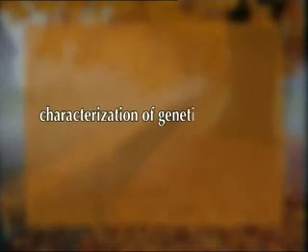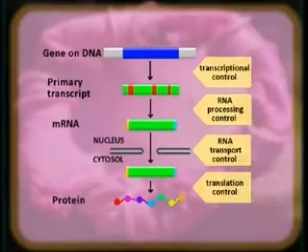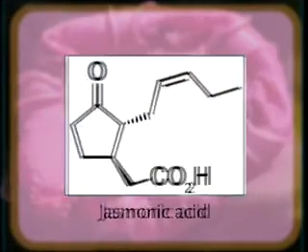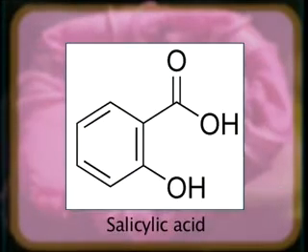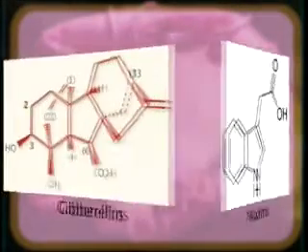The roles of these hormones in regulating leaf senescence are becoming evident through characterization of genetic mutants and global gene expression analysis, providing important molecular information about how the hormonal signaling pathways lead to changes in the pattern of gene expression during leaf senescence. The well-known senescence promoting hormones are ethylene, abscisic acid, jasmonic acid, and salicylic acid, whereas senescence retarding hormones include cytokinins, auxins, and gibberellins.